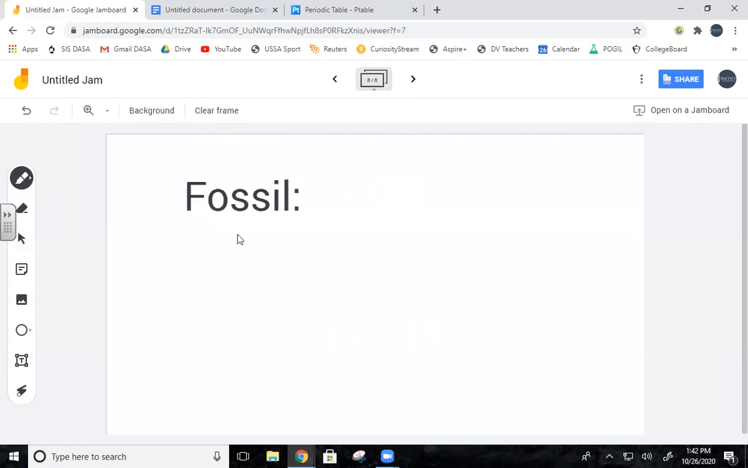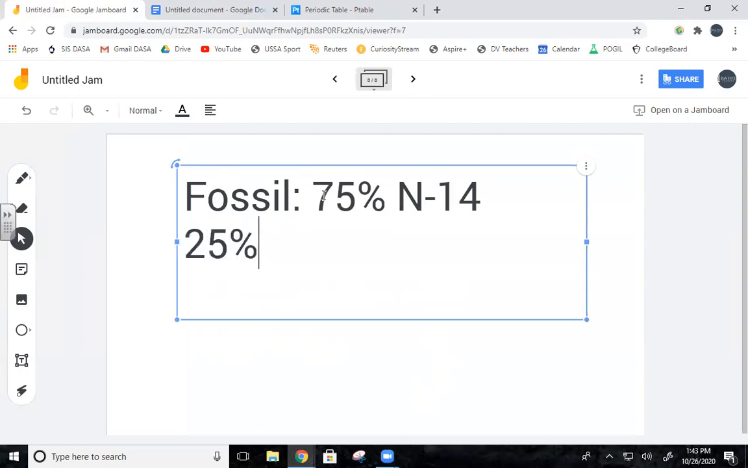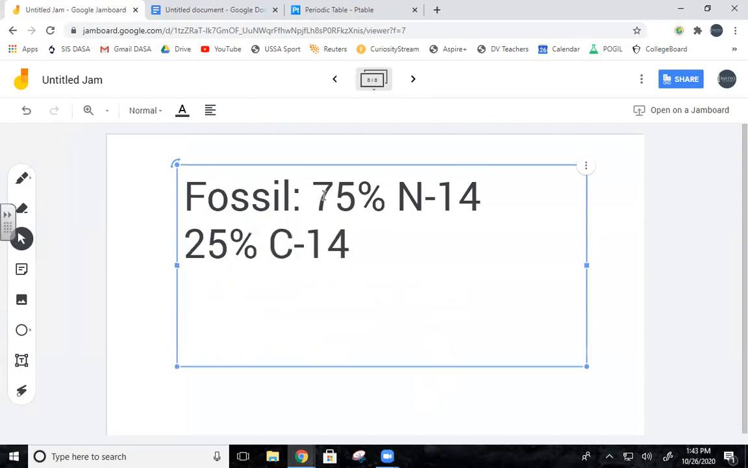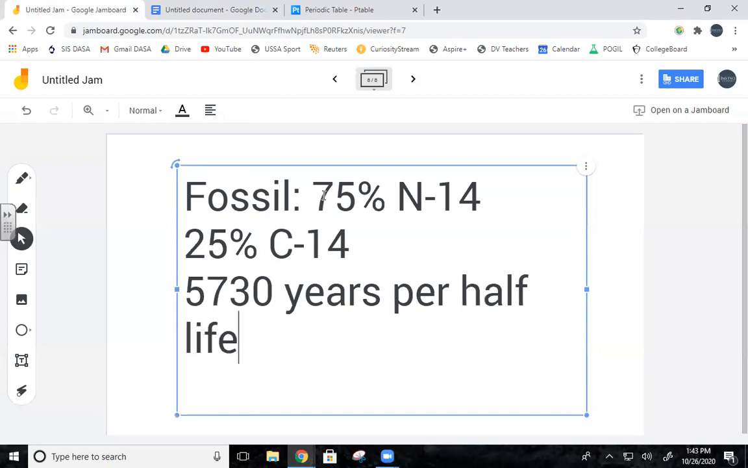So this fossil has a ratio of 75% nitrogen-14 to 25% carbon-14. And you need to figure out, knowing that the half-life is 5,730 years per half-life, how old is this fossil?